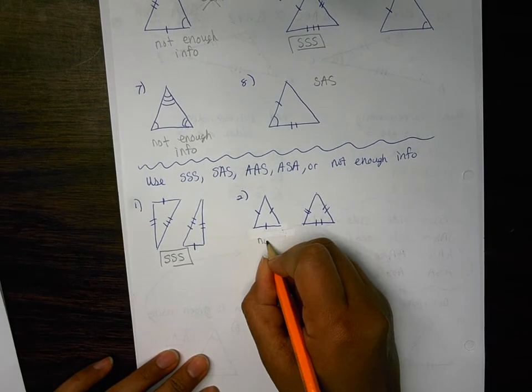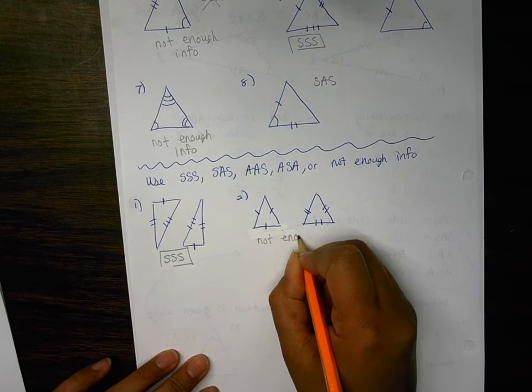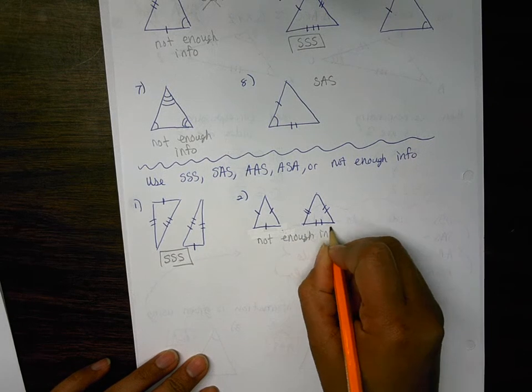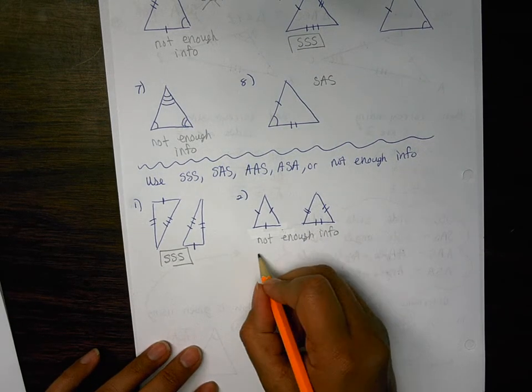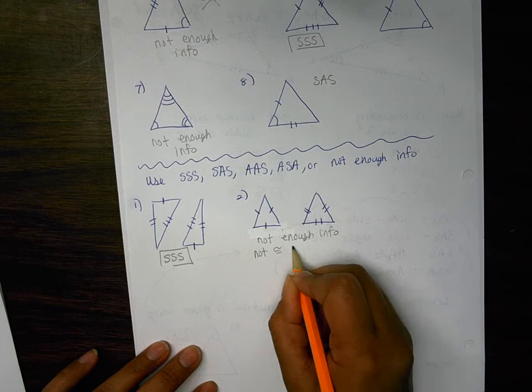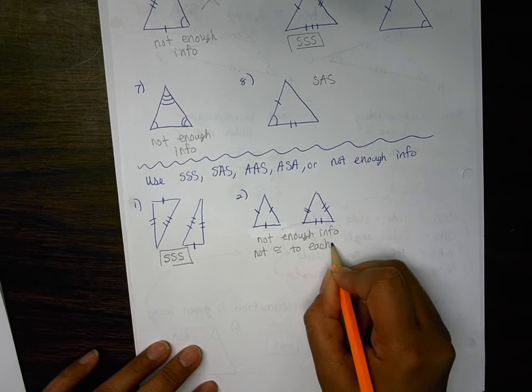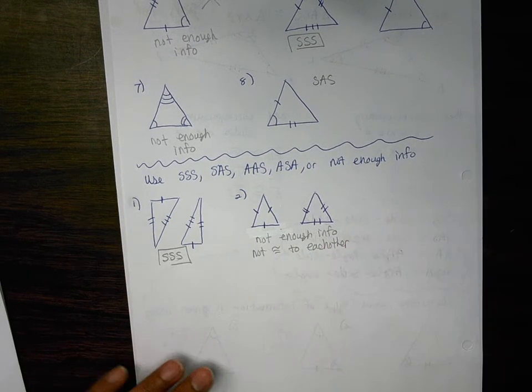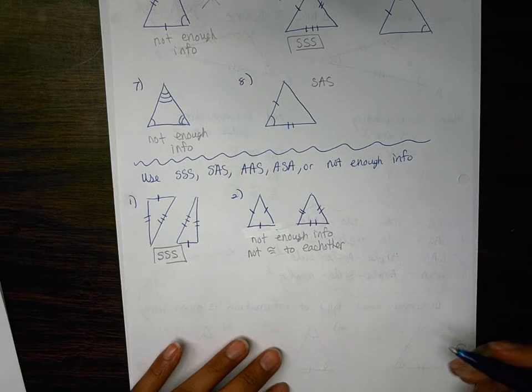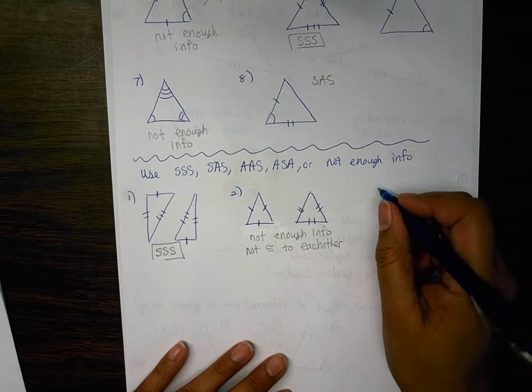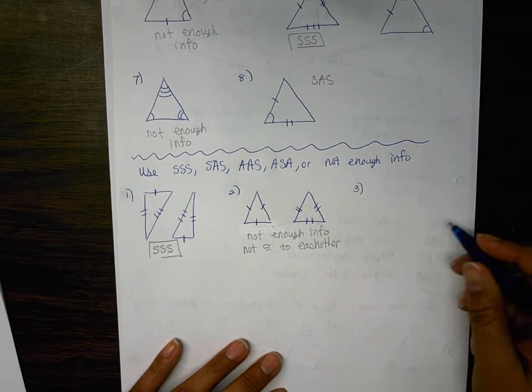That question comes up on your assignment later today, like explain not enough info. So what would we say? They are not congruent to each other. They're congruent to themselves, but not to each other. All right. Number 3.